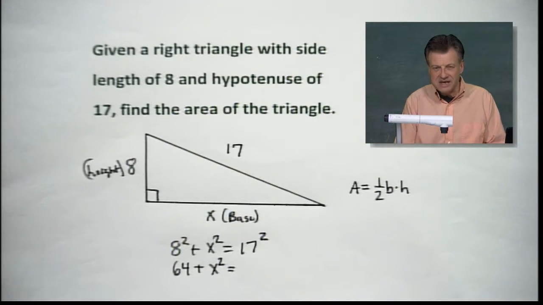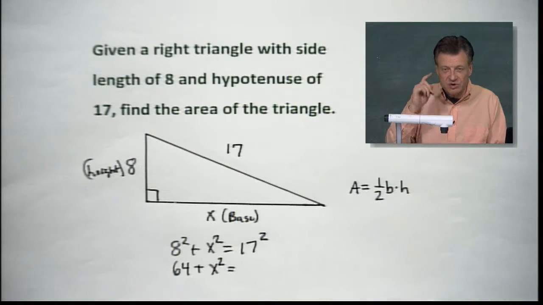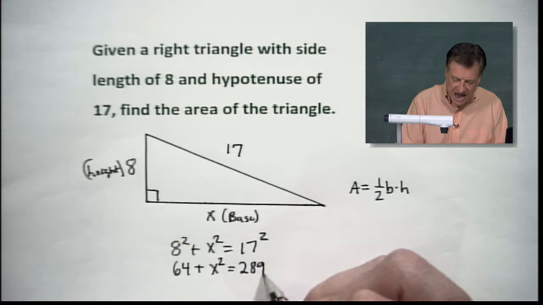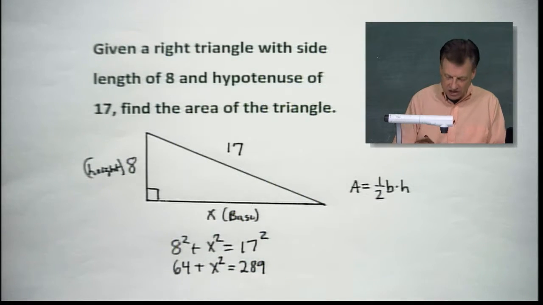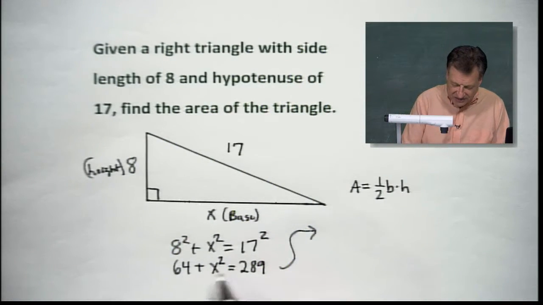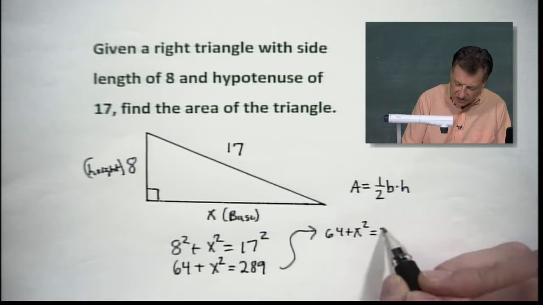Now, what is 17 squared? 17 squared is going to give us 17 times 17. So we're going to punch it in. Got it. 289. You say, how did you know that, Ernie? Because you learned a few of those perfect squares along the way when you use them over and over again, right? So kick this thing over here. We got 64 plus our x squared equaling 289.